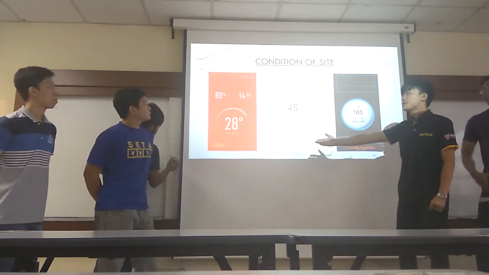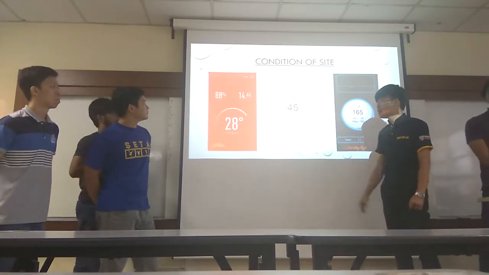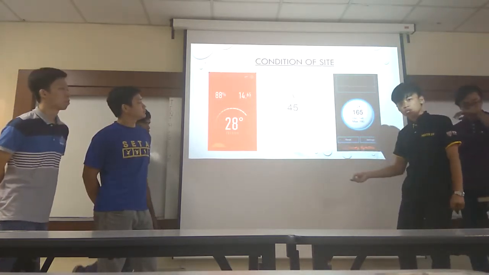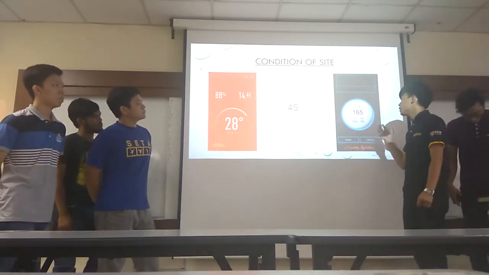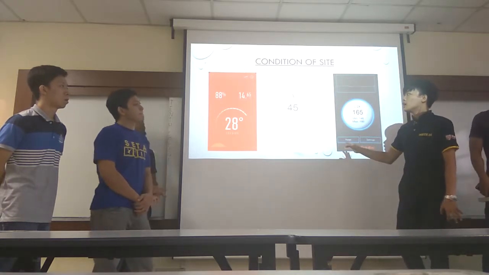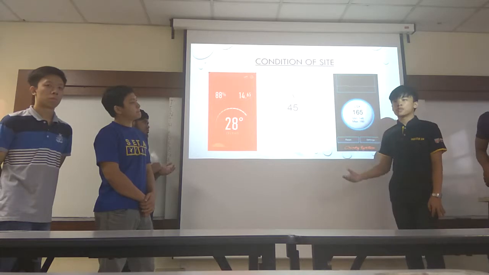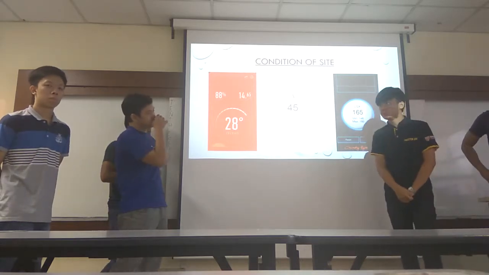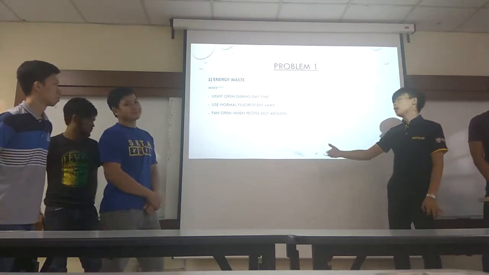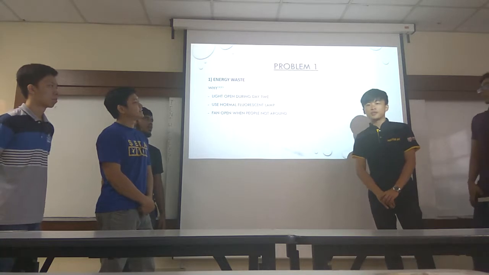So this is the condition of the site. From the left side you can see the temperature of the site, then the sound condition of the site, and this is the light condition of the site. These conditions were measured using apps on our smartphones. Next, Kenson will explain the first problem in the site that we chose.